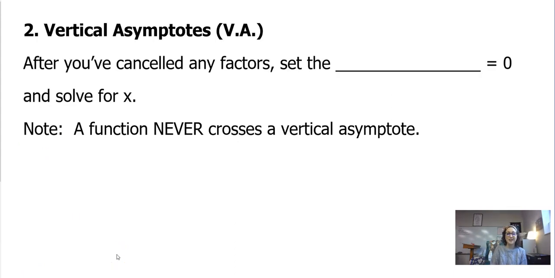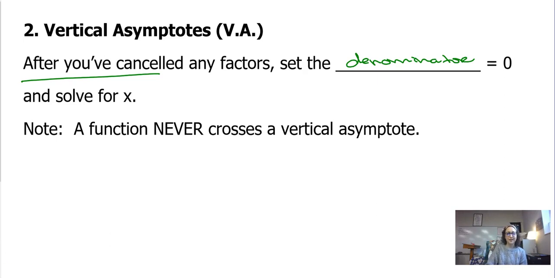All right, step 2, we're going to find vertical asymptotes. So after you've canceled any factors, what do we set equal to 0 and solve for x to get our vertical asymptote? That is going to be the denominator. But remember, this is after you've canceled. Can you go ahead and highlight or underline that phrase for me?